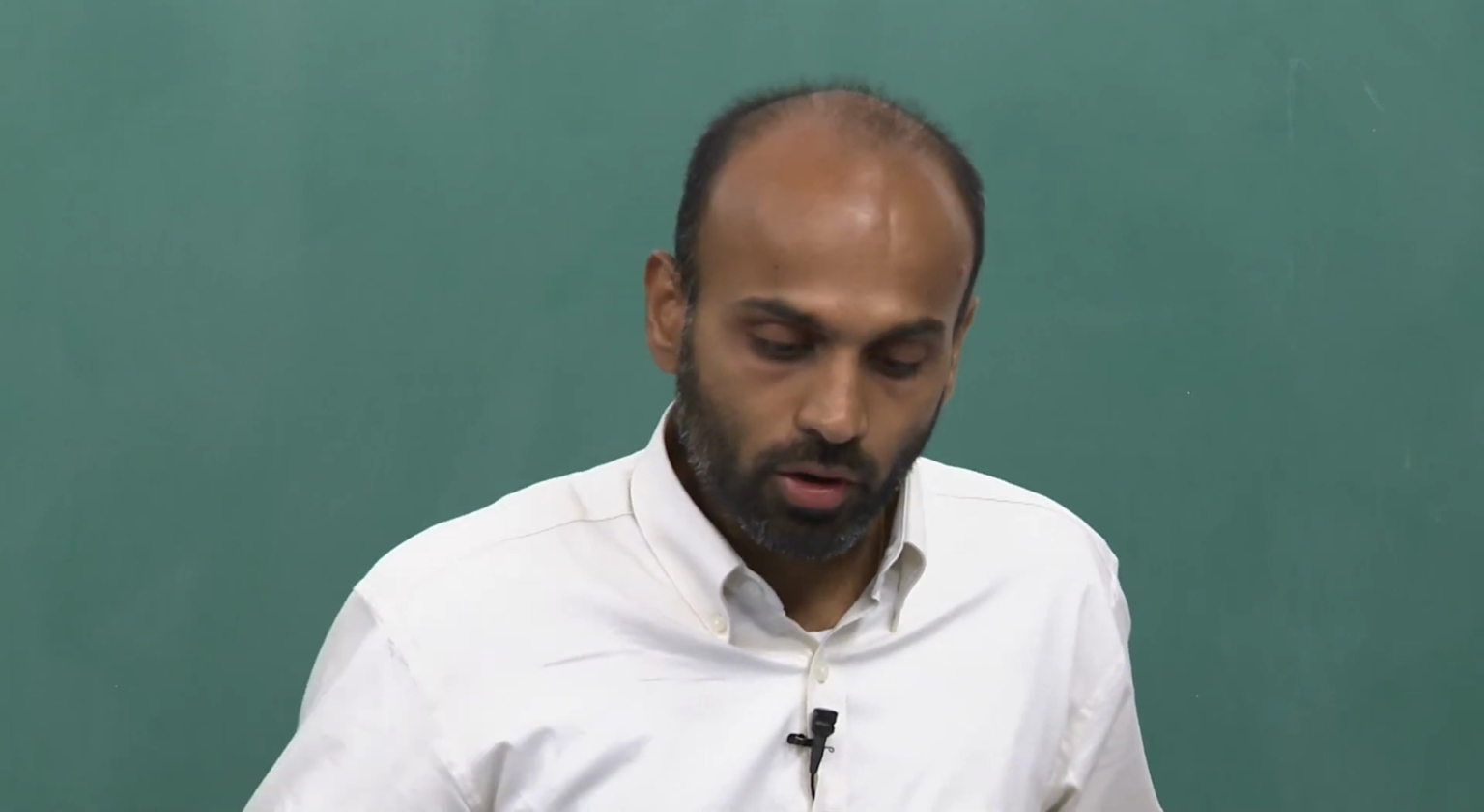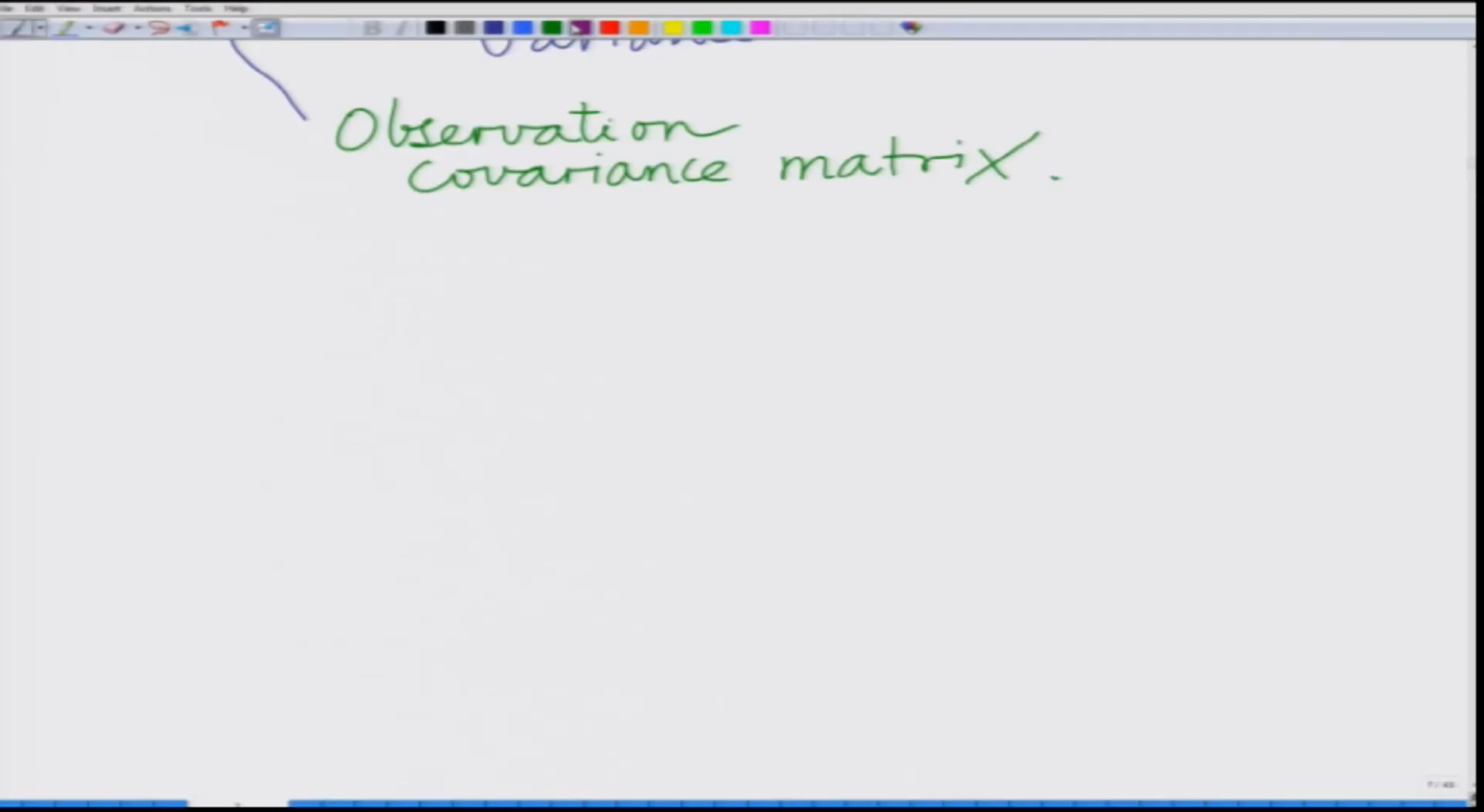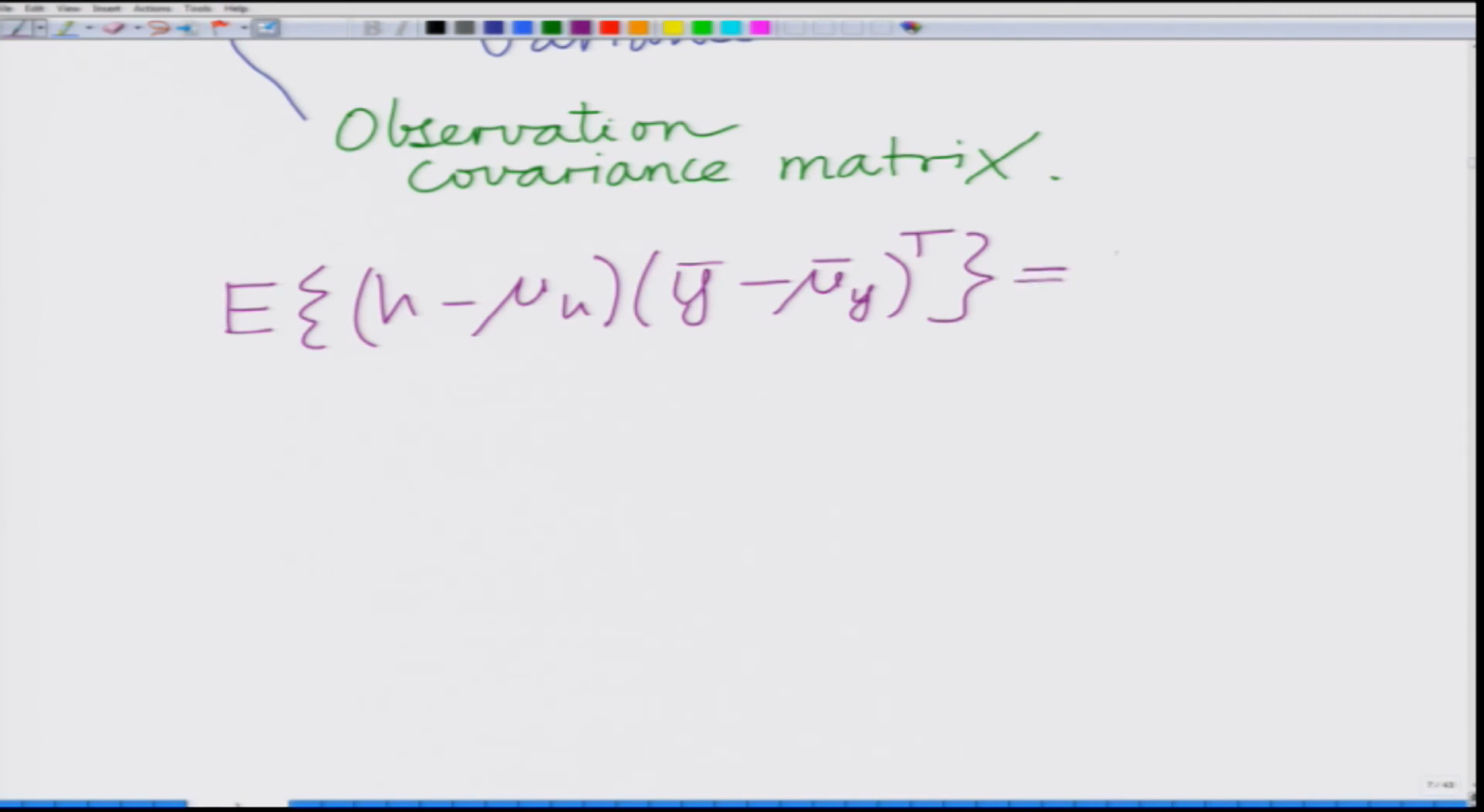Now, the next quantity that we need is the cross covariance, that is, the expected value of (h minus mu h) times (y bar minus mu bar y) transpose, which is equal to r h comma y. This is the cross covariance between the parameter and the observation.